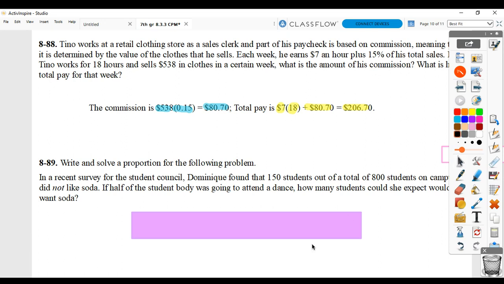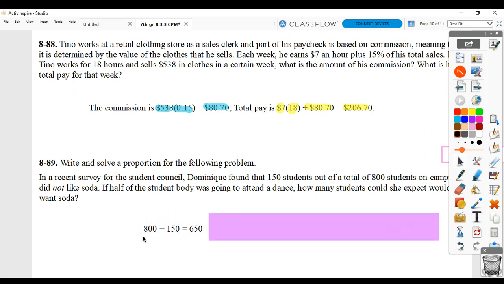For 889, you're going to write and solve this proportion. In a recent survey for the Student Council, Dominique found that 150 students out of a total of 800 students did not like soda. If half the student body was going to attend a dance, how many students would she expect to want soda?